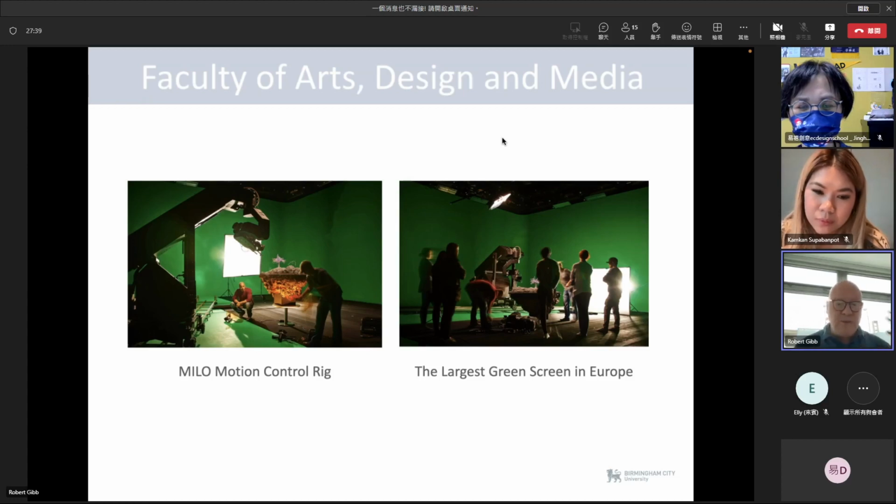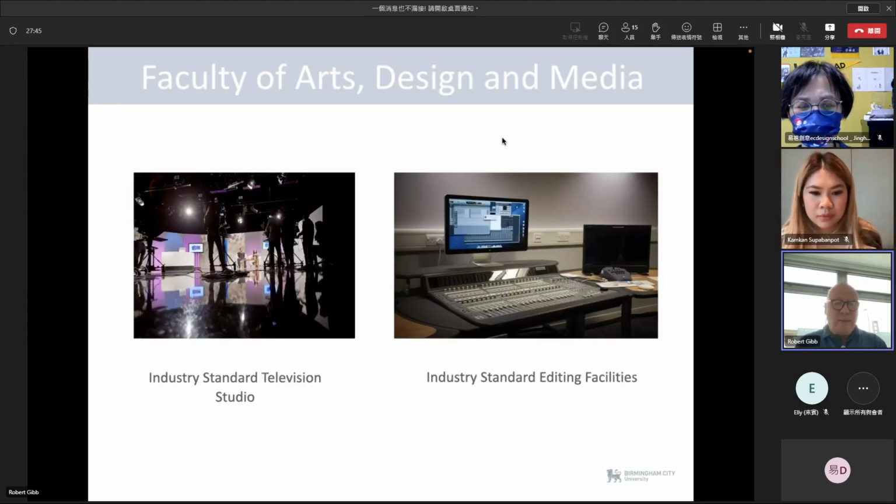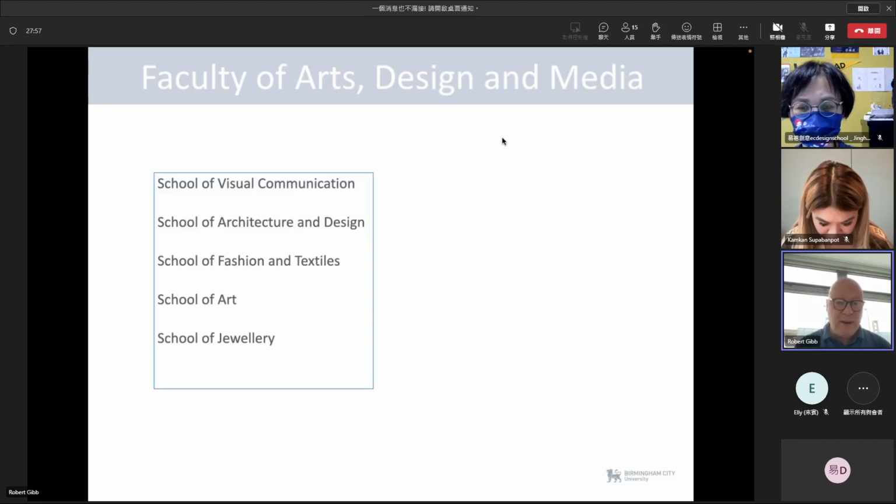If you're producing moving images or animation, films, advertising, again, all of these are in here. We've got television studios that are the level you would expect to get into the television industries. And in terms of things like editing, we have sound editing, radio editing, standard industry facilities that are necessary.